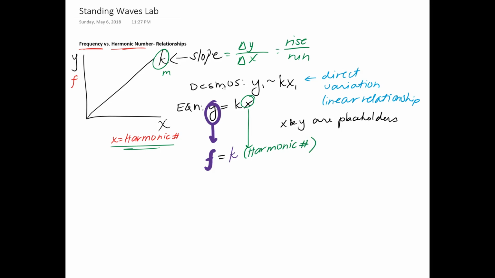You all got various numbers for k. For some of you k was 10, or I think someone got 13.5, maybe you got 11.1. Whatever that number is, you'll use it for k. So we have f is equal to, then your k, I'm going to use 10, times the harmonic number.